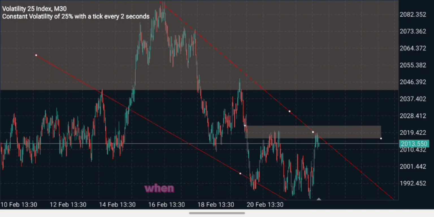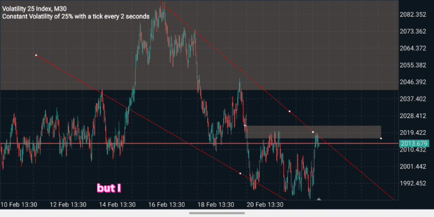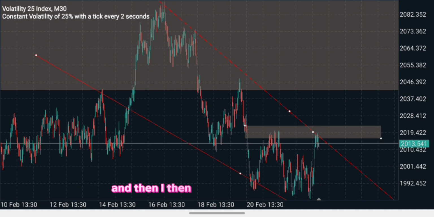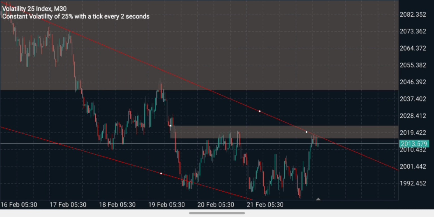Usually when I'm making my trades, I use the top-down analysis, whereby I analyze my markets in 4 hours, but I go to the weekly time frame and the daily time frame just to see how the market was doing from that point of view. Then I make my analysis in 4 hours, and after that I go to 30 minutes like this one. I like this one because it helps me to see the confirmations, that is the candlestick confirmation.